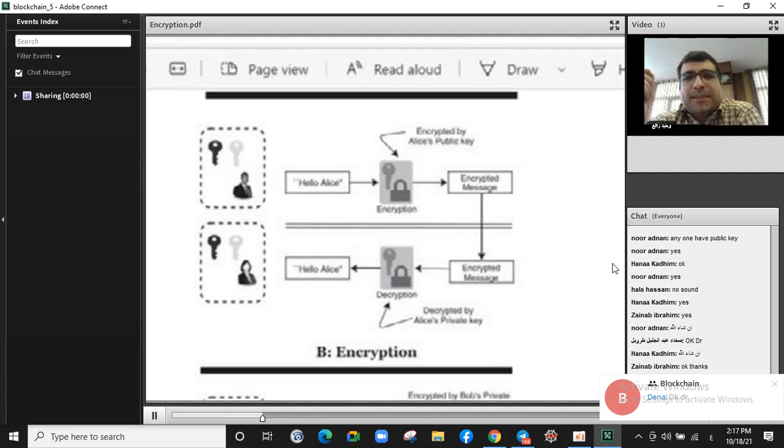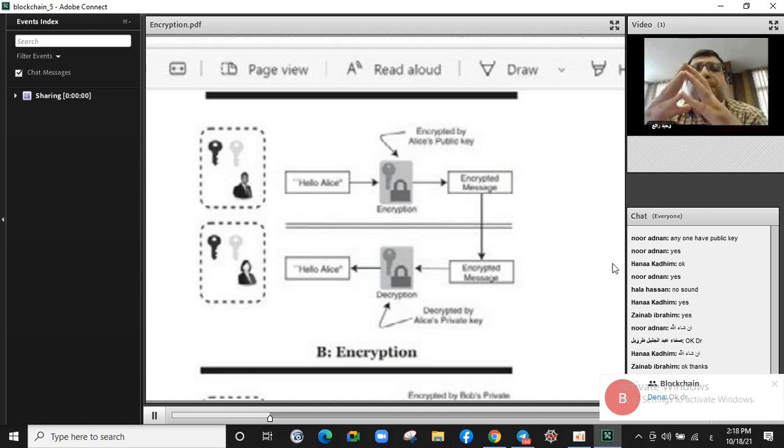The only person who can decrypt the message is Alice, because only Alice knows her private key. Please note, public and private keys undo each other, okay? If I lock a message with the public key, I should use the private key to unlock it, or vice versa. If I use the private key to lock a message, I must use the public key to unlock the message.